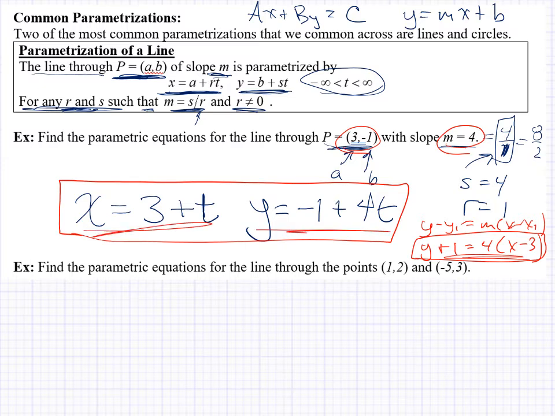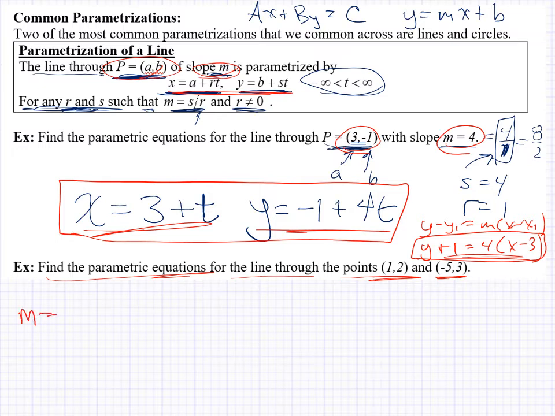So pretty easy, okay? But this is a fairly common one. Let's look at another one here. Let's find the parametric equations for the line through the points (1, 2) and (-5, 3). Now, what's missing here is the slope, right? You need a point and the slope to be able to use this. They didn't give us the slope, but they gave us 2 points with which we could find the slope.